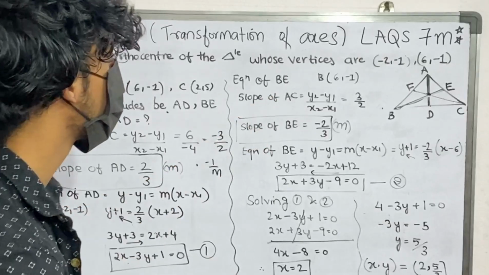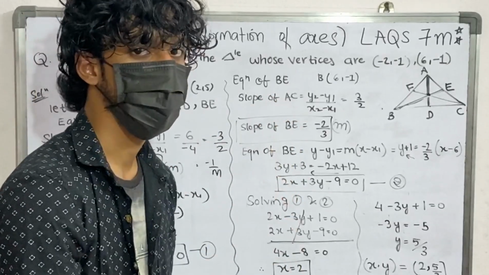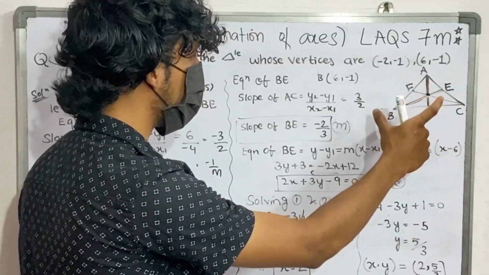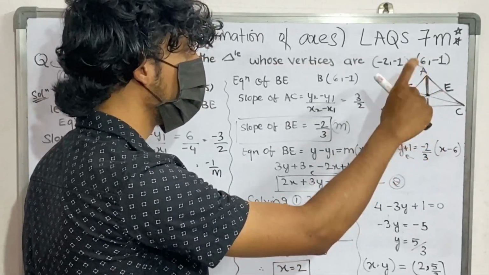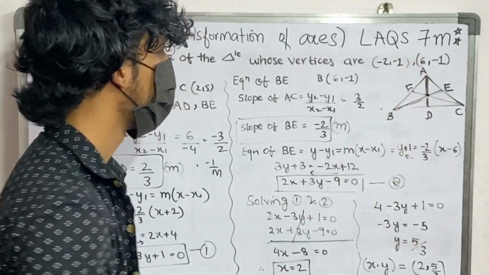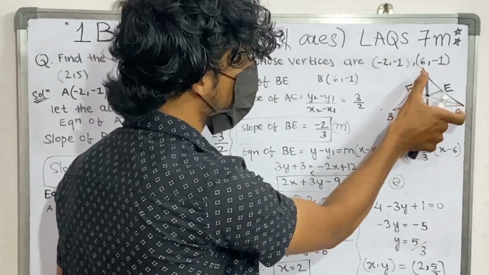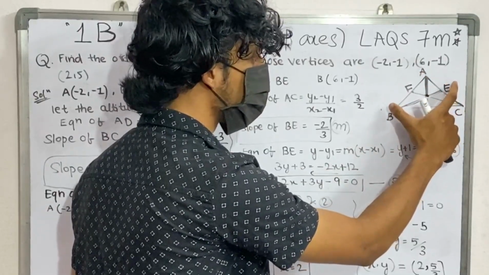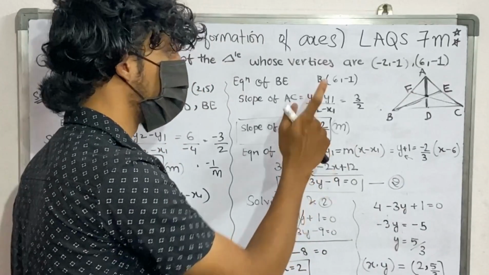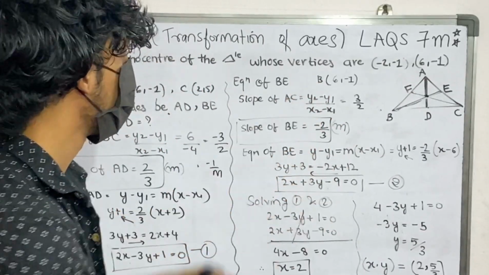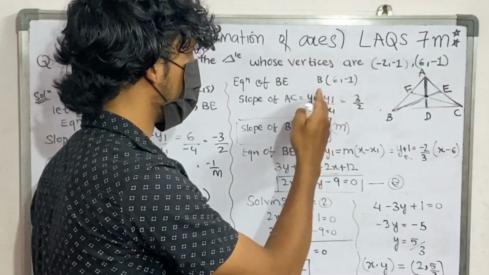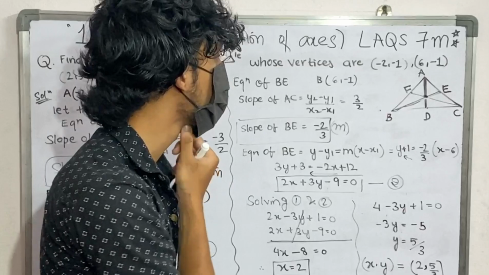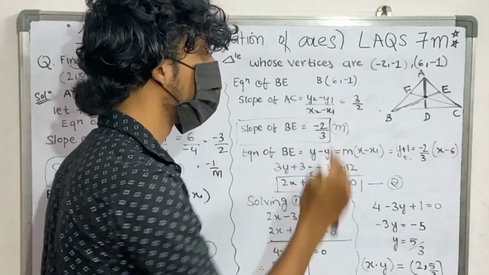Now we move to the equation of BE. As we have found the equation of AD, now we need to find the equation of BE. Before finding the equation of BE, we need to find the slope of AC. By finding the slope of AC, we can find the equation of BE. So the slope formula is y2 minus y1 by x2 minus x1. Same as before, we use the vertices. So after using the vertices, we get the value of 3 by 2.